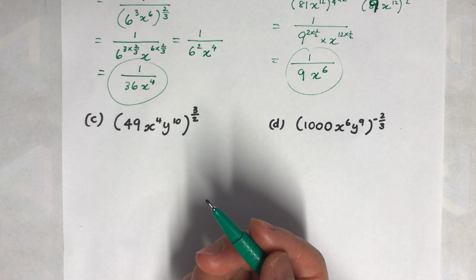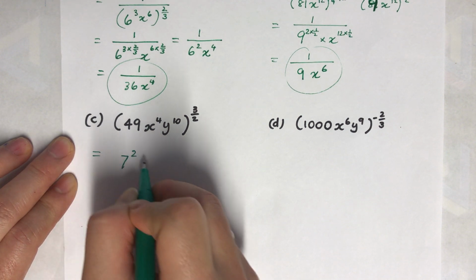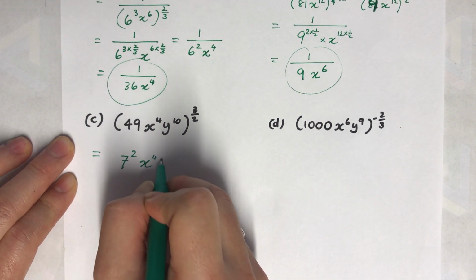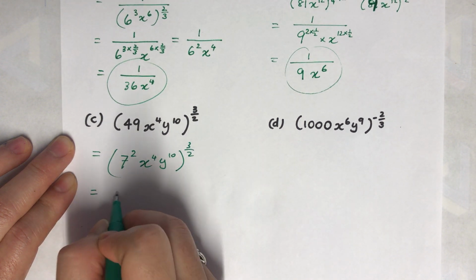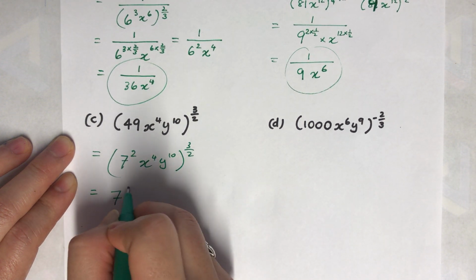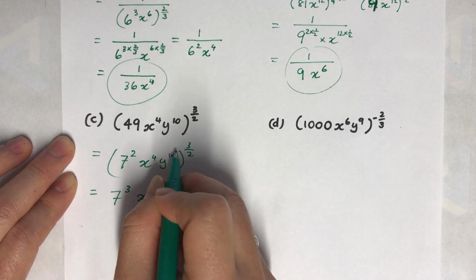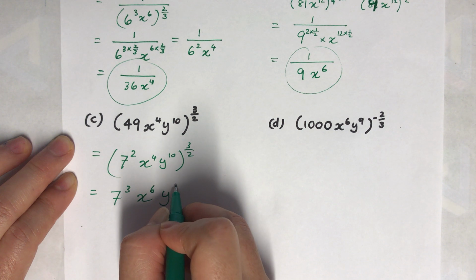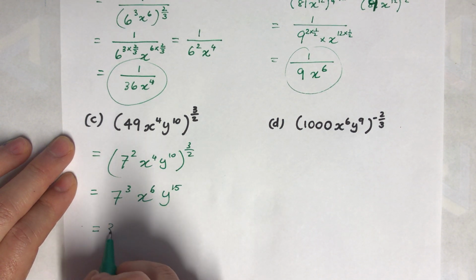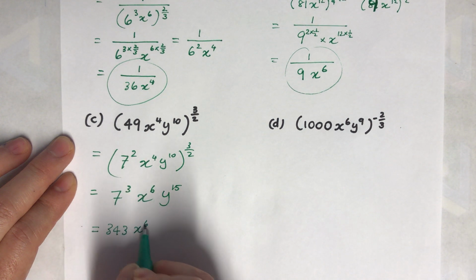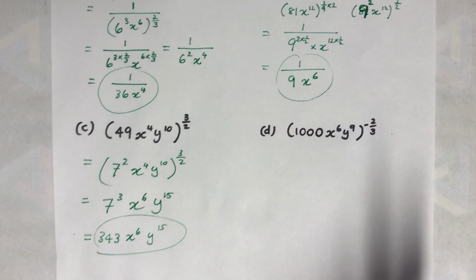49. Okay, you can see it's a 7 squared, so let's get rid of that thing. 4, y to the power of 10. So you times it, you will get 7 cubed. You times it, 6. You times it together, 5, 3, 15. 7 to the power of 3, 343, x to the power of 6, y to the power of 15. Excellent. All right, last one.